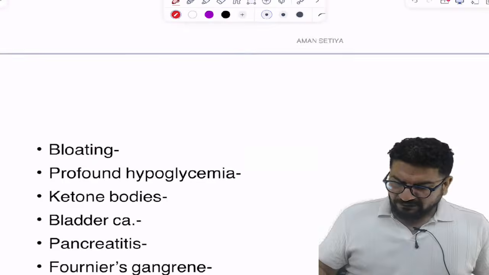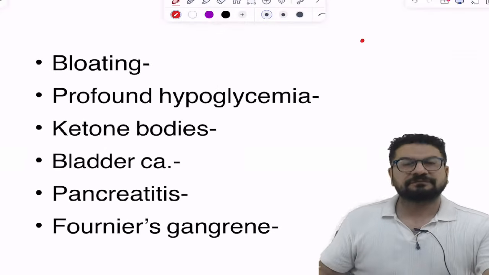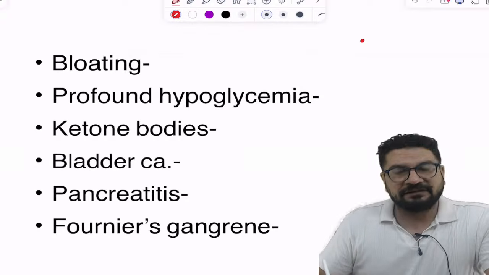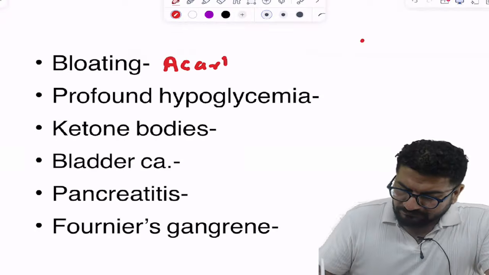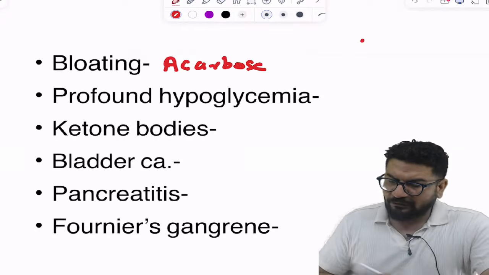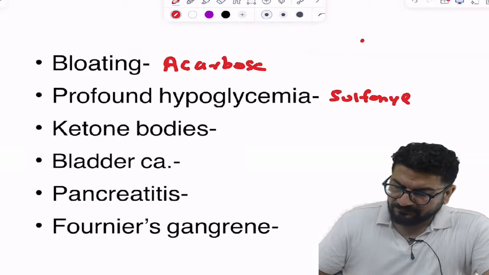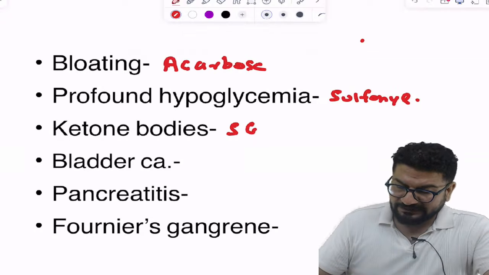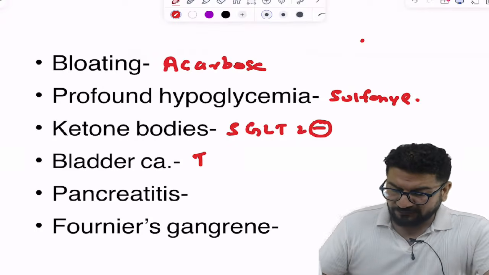Done. Okay, now coming to bloating. Bloating is happening. What drug will you use? So bloating can occur because of many drugs, but especially I will say acarbose. Side effect of a drug: profound hypoglycemia, sulfonylureas. Ketone bodies, euglycemic ketoacidosis, which drug was causing it? SGLT2 inhibitor. Bladder cancer risk, from which drug? Thiazolidinedione.